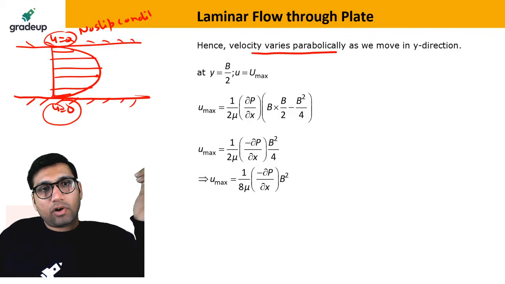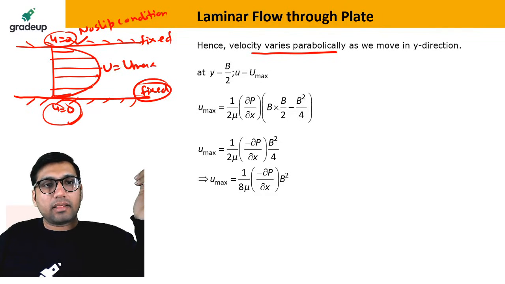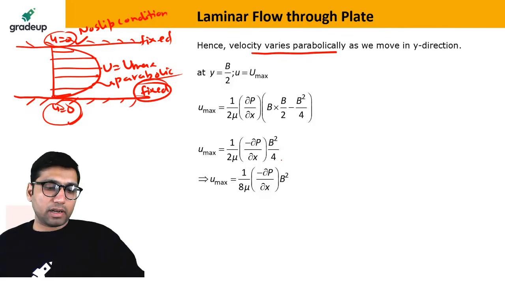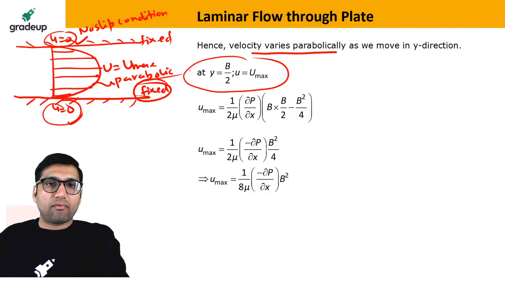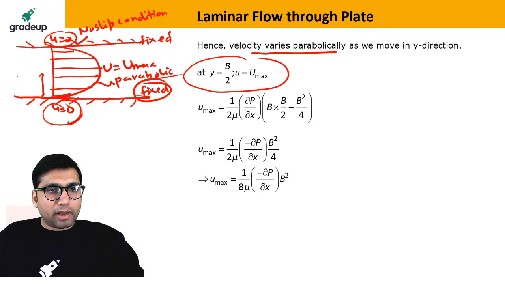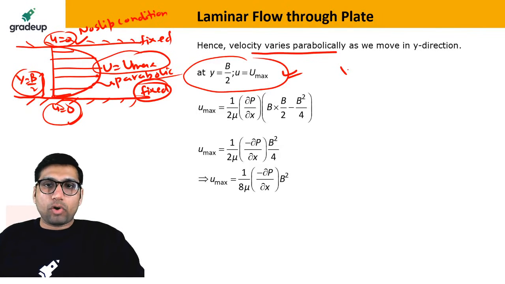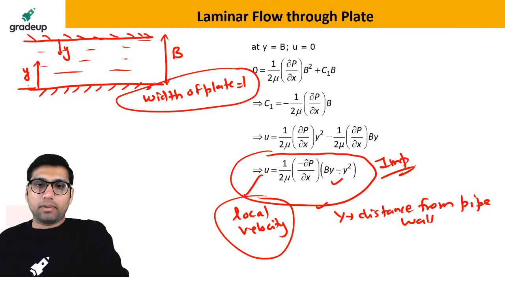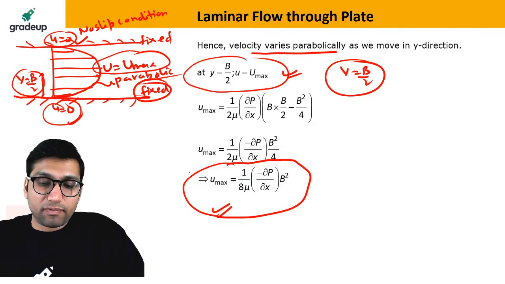It is 0 because of the no slip condition, because here both the plates are fixed, and because of that the velocity will be 0 at this particular point. So maximum velocity will be at the center, and it is a parabolic velocity distribution, the same as for laminar flow in a pipe. Now, the local velocity was this. This velocity will be maximum when y is b by 2. If you put y equal to b by 2 in this relation, you will get the maximum velocity. This is the maximum velocity for laminar flow between two parallel fixed plates.